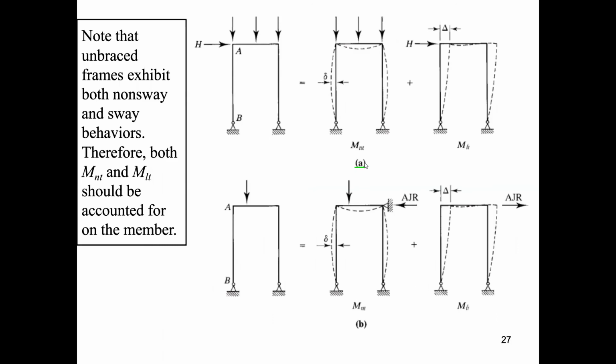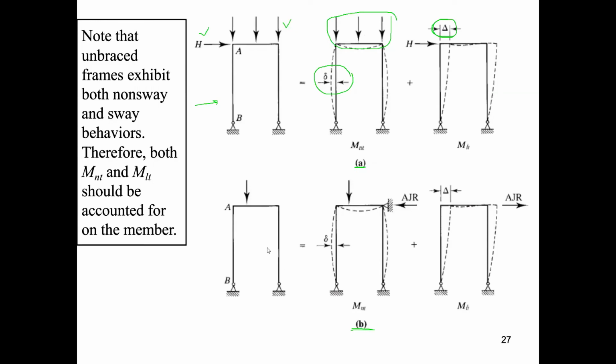Figure A shows an unbraced frame subjected to both gravity and lateral loads. The moment M_nt in member AB is computed by using only the gravity loads. Because of symmetry, no bracing is needed to prevent side sway from these loads. The moment is amplified with the factor B1 to account for the P small delta effect. M_lt, the moment corresponding to the sway caused by the horizontal load H, will be amplified by B2 to account for the P capital delta effect.